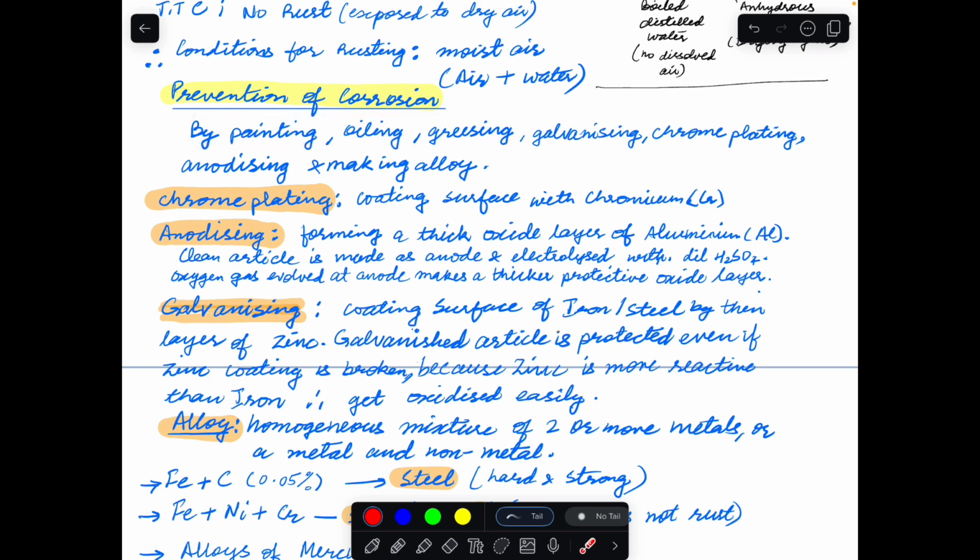But what is chrome plating? Chrome plating is making a coating of chromium metal on the surface. Okay, so the metal which is inside is protected.